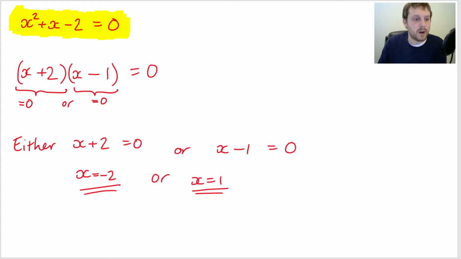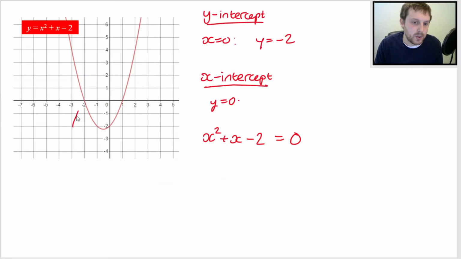So let's just check our picture. Are the x-intercepts -2 and 1? So remember, this is where we're actually crossing the x-axis, because this was y, wasn't it? Y was 0 on the x-axis. So we've got -2 here, yes, and we've got 1 here. Okay, and then that's it.